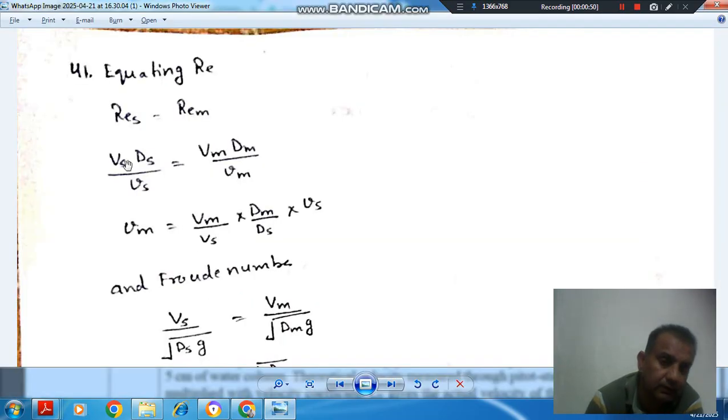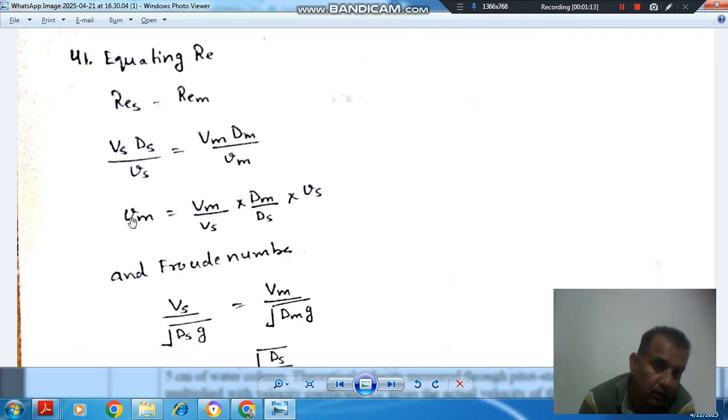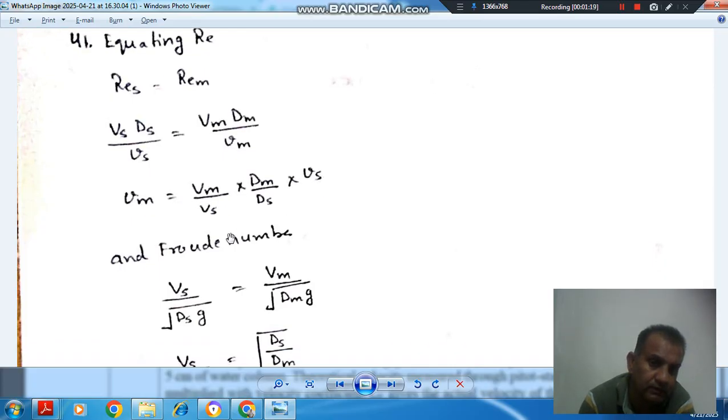So here, as viscous and inertia forces are predominant, we can use the Reynolds number. So the Reynolds number of the ship is equal to the Reynolds number of the model. That is, Vs ds by νs is equal to Vm dm by νm, where ν is the kinematic viscosity, V is velocity, and d is diameter. So the kinematic viscosity of the model comes out as Vm by Vs into dm by ds into νs.